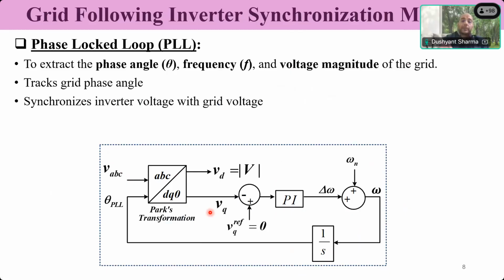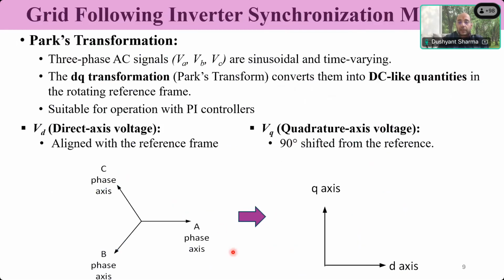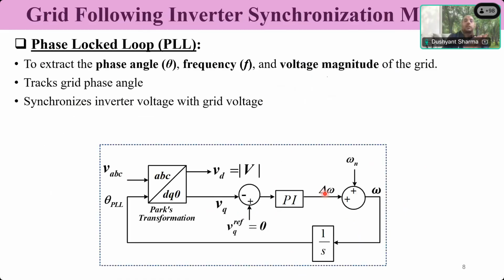Now, when the A phase axis is completely aligned with the D axis, what happens? Our voltage phasor completely falls on the D axis. That means the perpendicular component, which is my Q axis, becomes 0. So how do we know that we have properly locked the phase? We have a controller, again a PI controller, that will lock the phase in such a way that the VQ becomes 0.